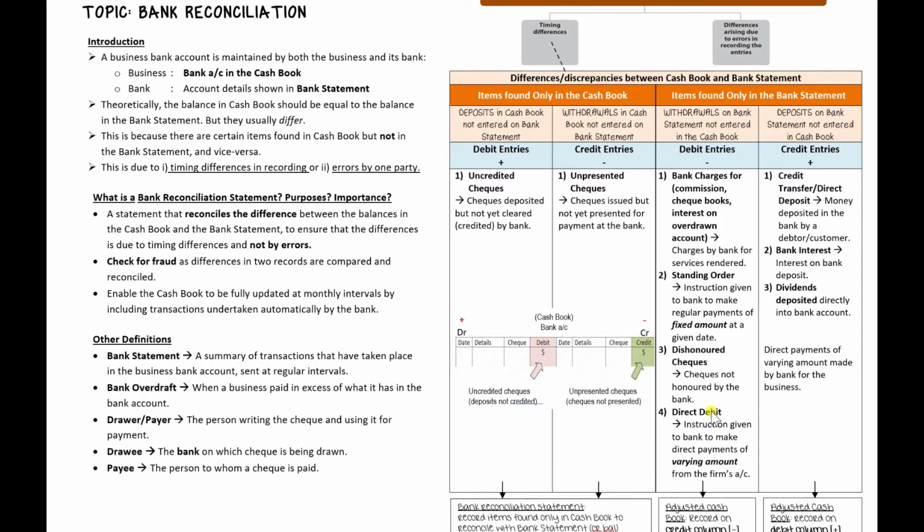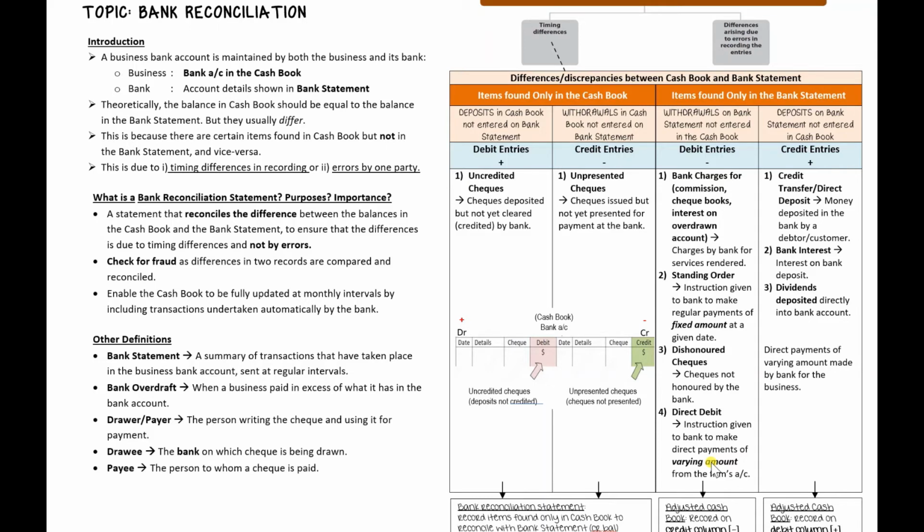Direct debit is also an instruction given to the bank to make direct payment from the bank account, but the difference is that direct debit is a varying amount, a different amount. So it can be making payment to this company, this month is 120, next month is 50, and so on. It's a varying amount. Okay, so he gives the bank the authorization to make payment from his account to this other party.